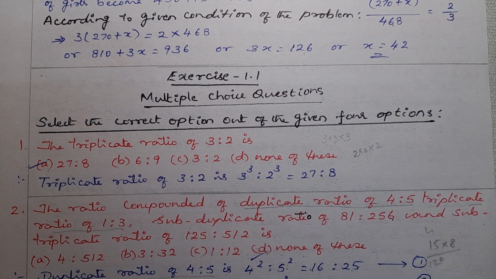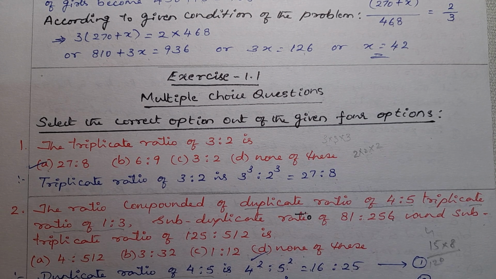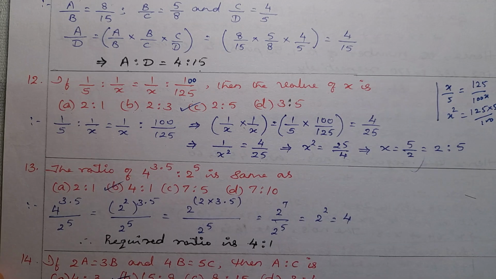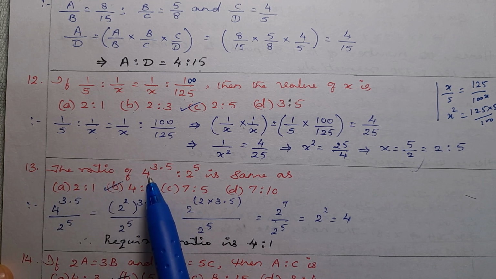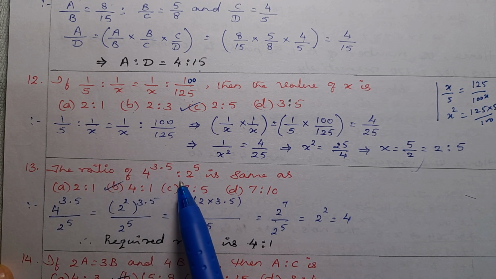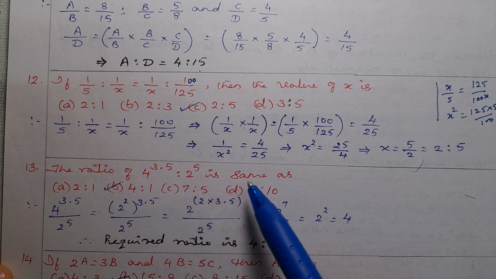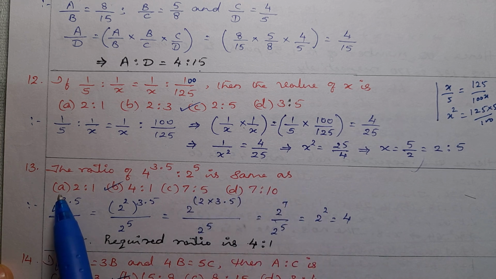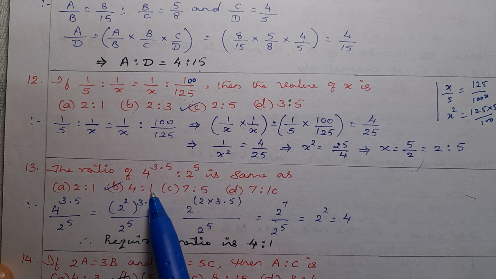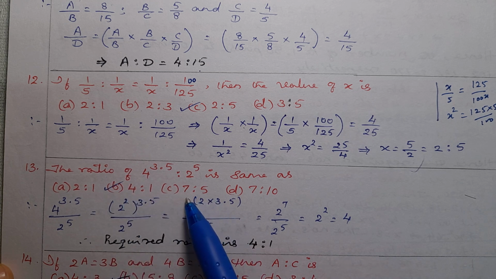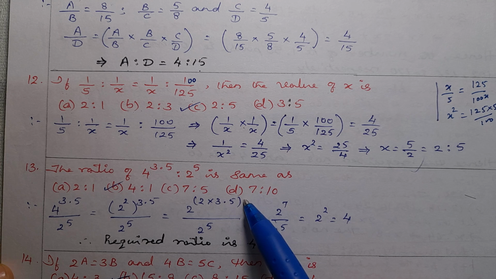Exercise 1.1. Multiple choice questions. Select the correct option out of the given 4 options. Question number 13. The ratio of 4 to the power of 3.5 is to 2 power of 5 is the same as option A 2 is to 1, option B 4 is to 1, option C 7 is to 5, option D 7 is to 10.